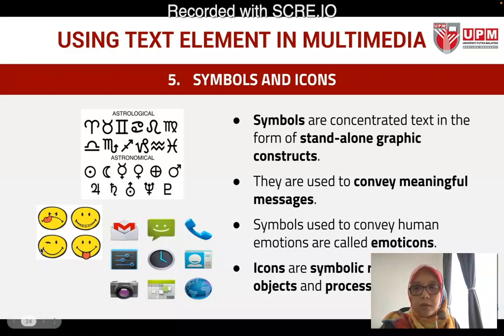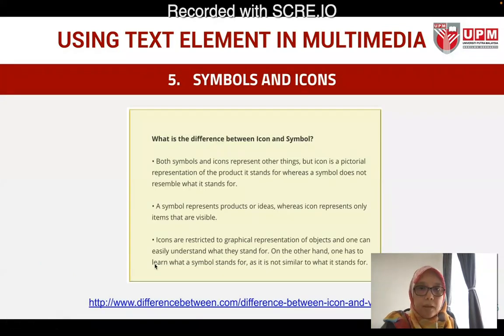For example, the symbols in yellow color are examples of emoticons. And this one is actually the icons, where it replaces the text being used in the menu by using a graphical representation. There are differences between icon and symbol, so you can go to this link and see what the difference actually is.